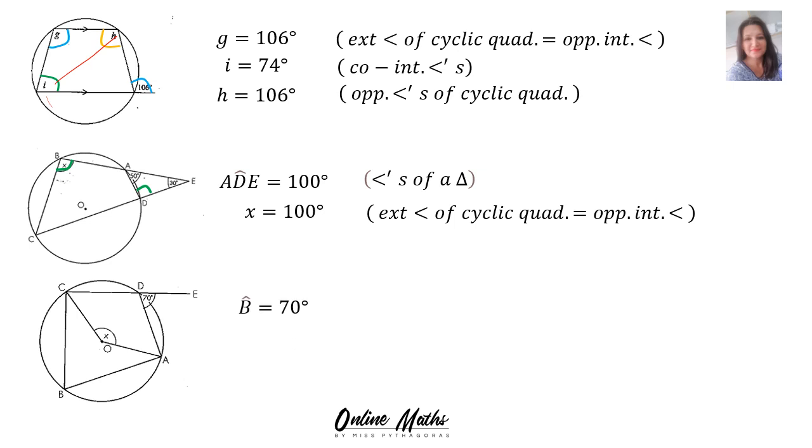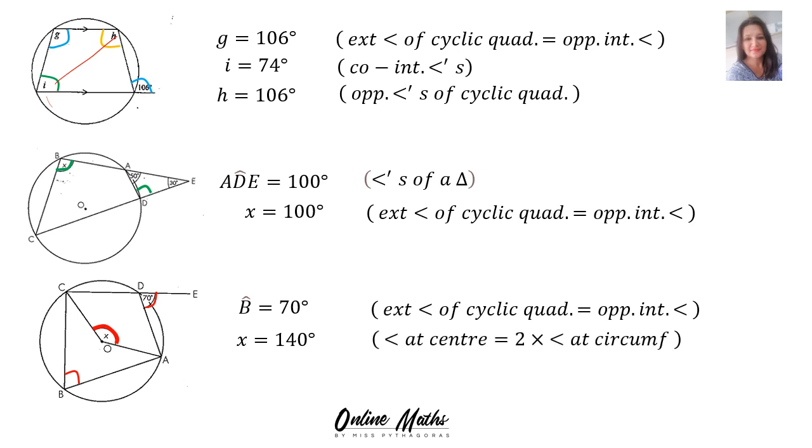And then the last one, we find that angle B is equal to 70 degrees, and your reason, exterior angle of cyclic quad is equal to opposite interior angle. Therefore, angle X is 140 degrees, and your reason will be angle at center is twice angle at circumference.